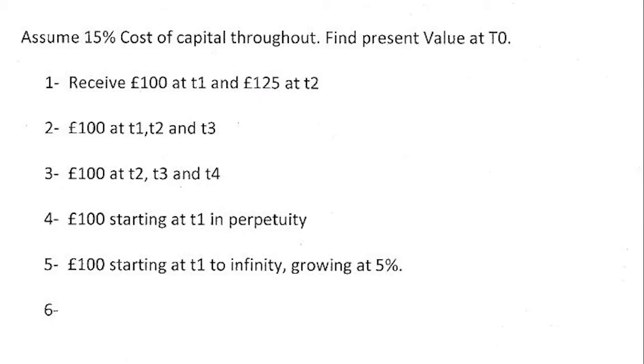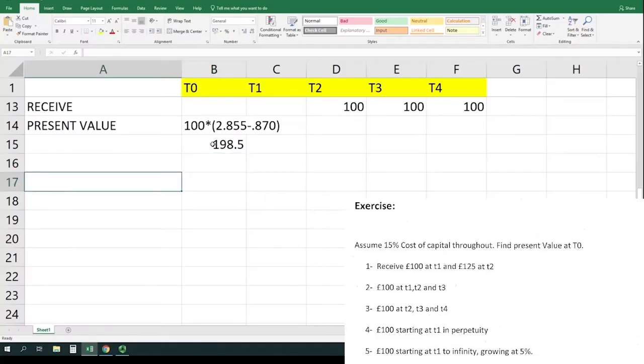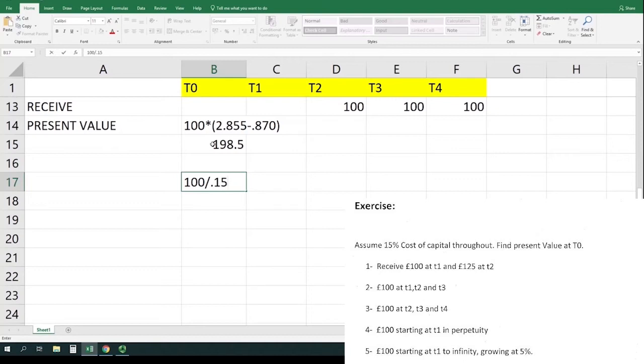Point number 4 is that you start receiving £100 starting at T1 in perpetuity. Simply divide that by the cost of capital, in decimals, not in percentage. So you're receiving £100 divided by 15%, which is the cost of capital. So whatever the cost of capital is, divide by that.